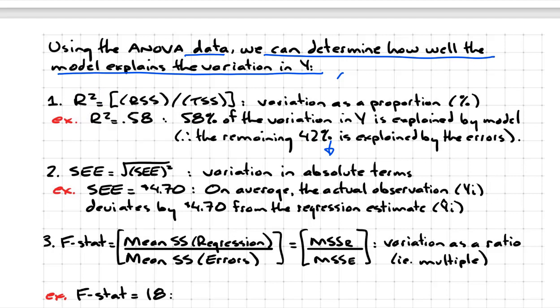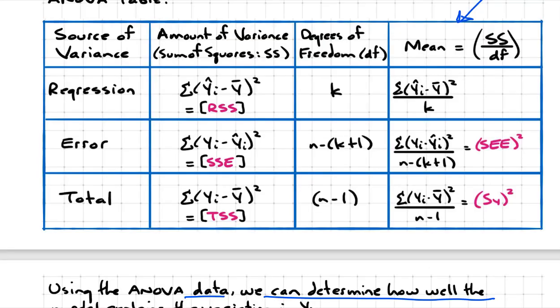Now, how do we find R squared? And here's your connection to the ANOVA table. To get R squared, we look at the regression sum of squares and divide it by the total sum of squares. So here's the ANOVA table. Here's your regression sum of squares, and here's your total sum of squares.